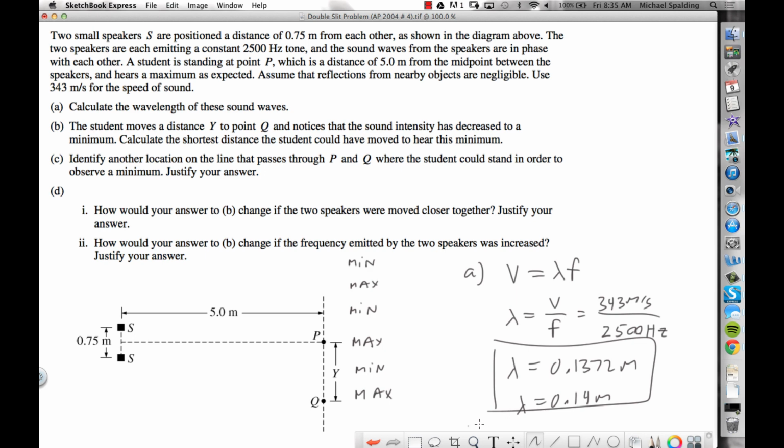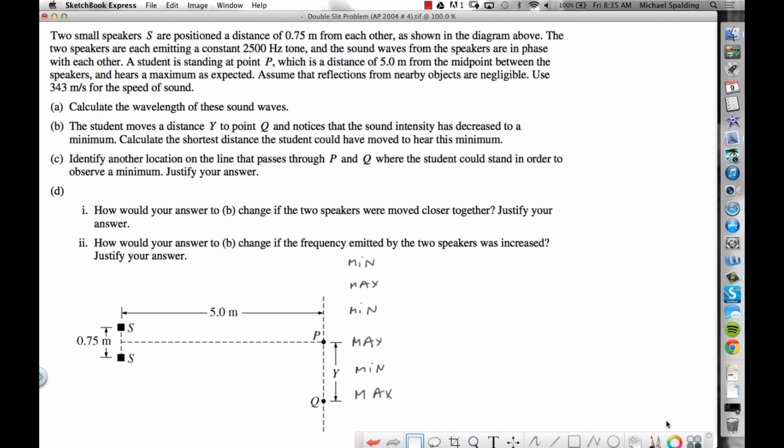Okay, part B. The student moves a distance y to point Q and notices that the sound intensity has decreased to a minimum. So you know what, my little pattern that I wrote out here, too tight. Got to spread this out. So we got a maximum there. What they're telling us is that at point Q, we have a minimum. It's quiet. What do they want us to find? Calculate the shortest distance that the student could have moved to hear this minimum.